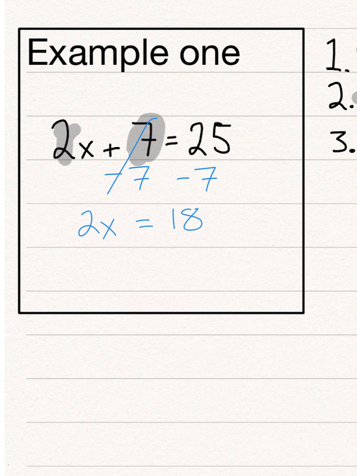Now from here, a lot of you can probably solve, I know 9 times 2 is 18. We're still going to do it the inverse operation way. So to undo multiplication, I'm going to divide by 2. What I do to the left, I have to do to the right. Now the 2's are gone, and I have x equals 18 divided by 2 is 9. And there we go. We solved a two-step equation.